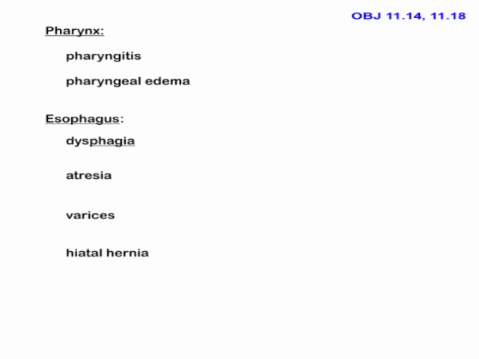Next, we see the pharynx, or the throat. We see the term pharyngitis, which is inflammation of the throat. Pharyngeal edema is also swelling of the throat. In the esophagus, we see dysphagia, which is difficulty swallowing. We see atresia, which is no opening. We see varices, which is a type of varicose veins. And we see hiatal hernia.